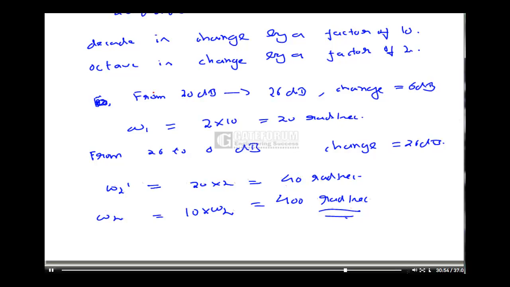The important point to know in this is that 20 dB per decade is also equal to 6 dB per octave. Once we know this relation, we can easily find the solution. One more problem: in this, a Bode plot is given and we find the transfer function.